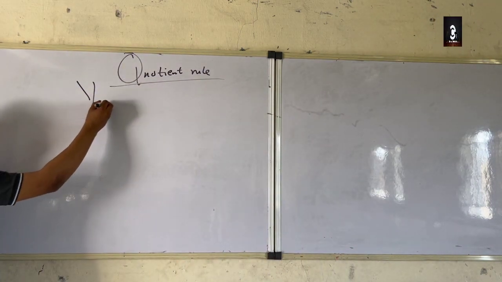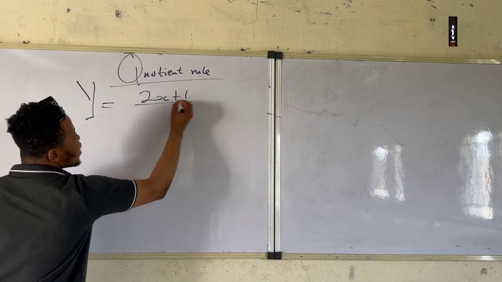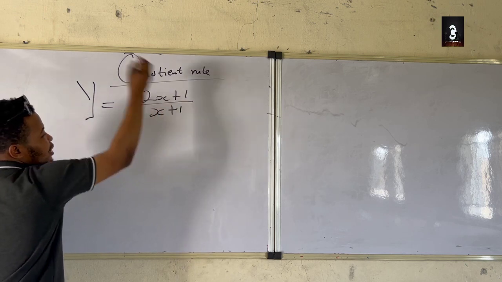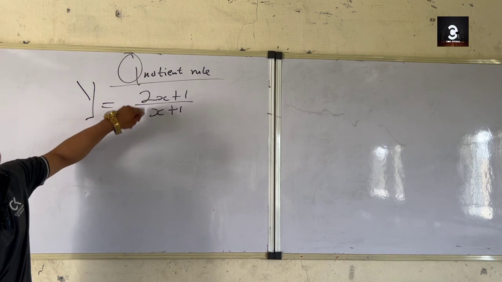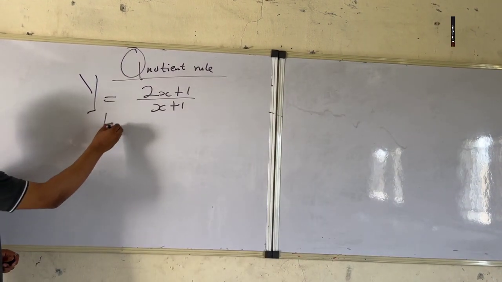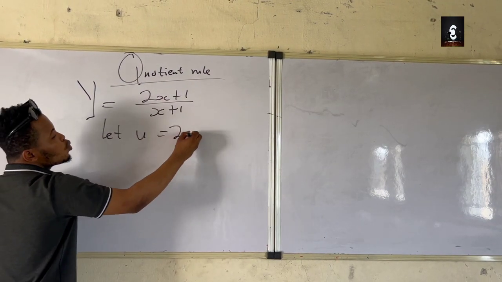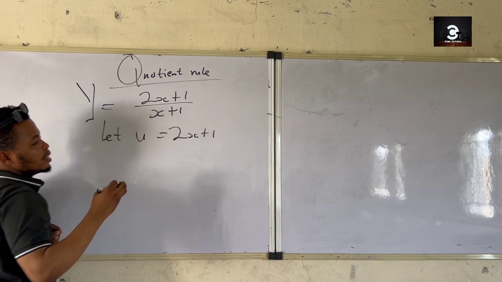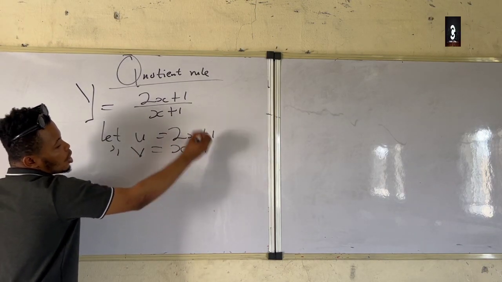If you are given y is equal to 2x plus 1 over x plus 1, this is quotient rule. Why is it quotient rule? Because it has numerator and what? Denominator. The same method applies. I would say let u be this numerator 2x plus 1. Let v be the denominator x plus 1.